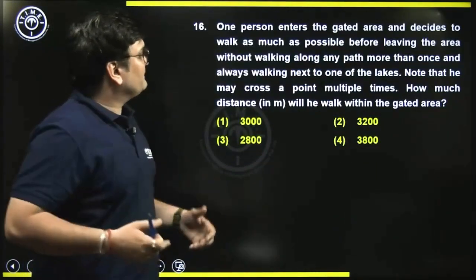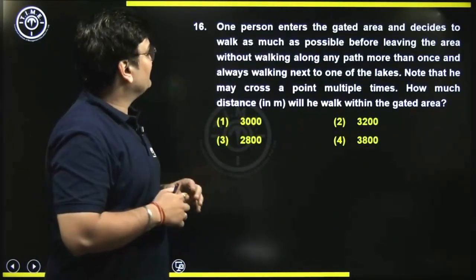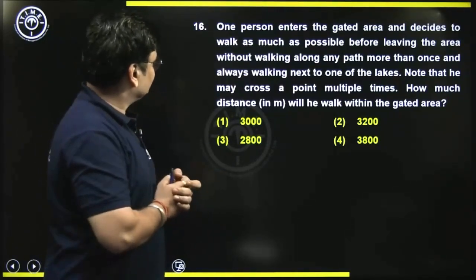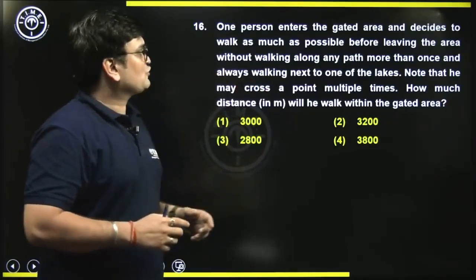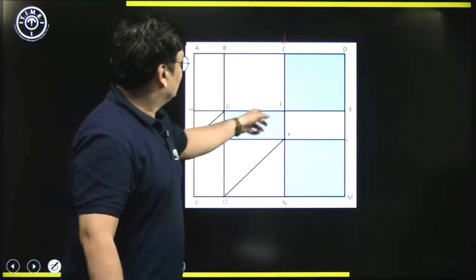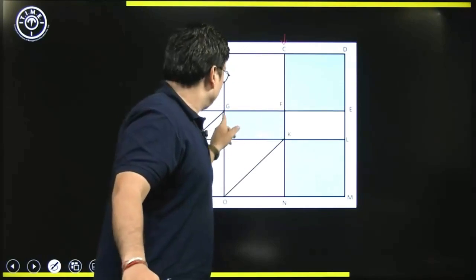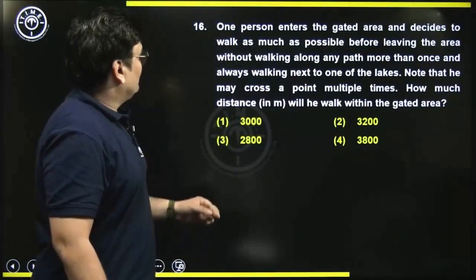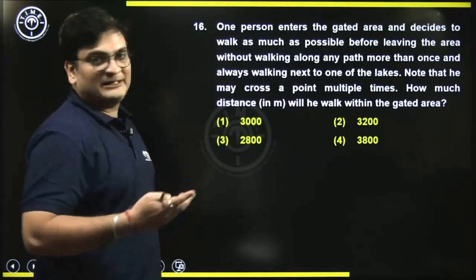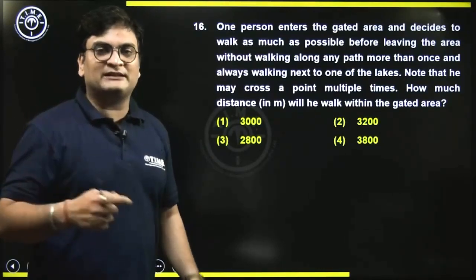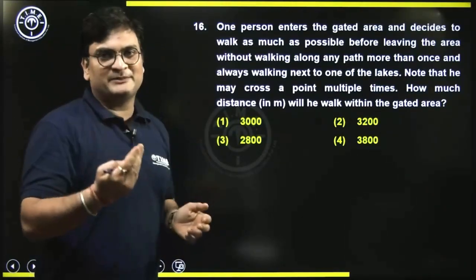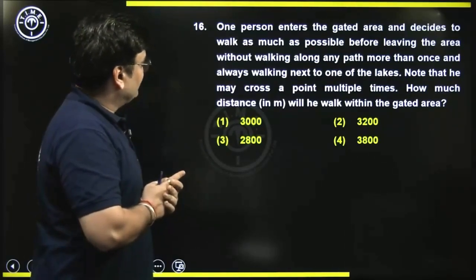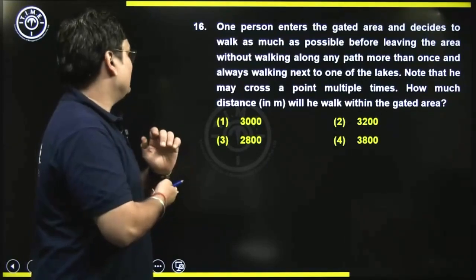And decides to walk as much as possible before leaving the area without walking along any path more than once. So you cannot repeat a path. Always walking next to one of the lakes. So that means they can move along these paths only. Okay, these paths only. Note that he may cross a point multiple times. So a point can be crossed multiple times, but a path should not be crossed multiple times, not even twice. How much distance in meters will he walk within the gated area?